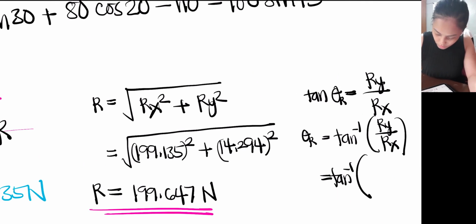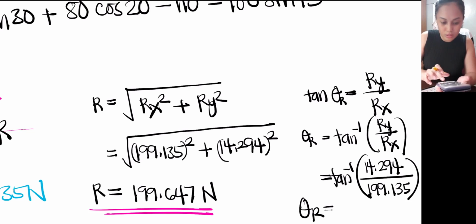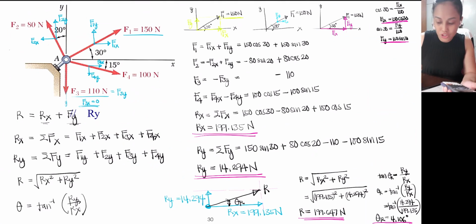Arc tangent of Ry, which is 14.294, over 199.135. So theta r, the direction of the resultant force, is arc tangent of 14.294 over 199.135, which is 4.1056 degrees. So this is the direction of the resultant force. That is the solution for the first problem.